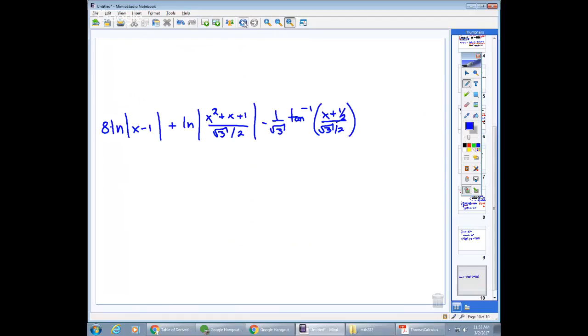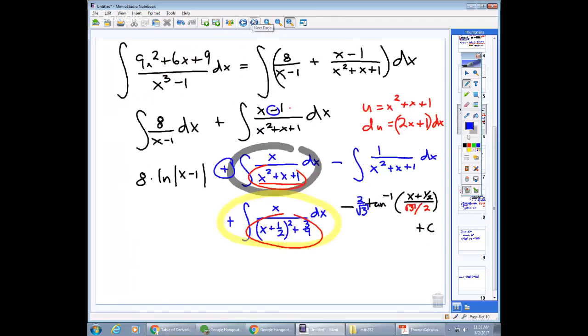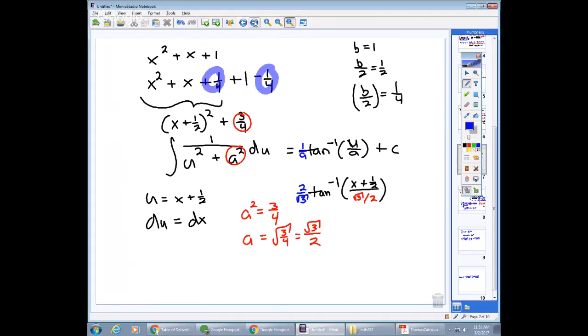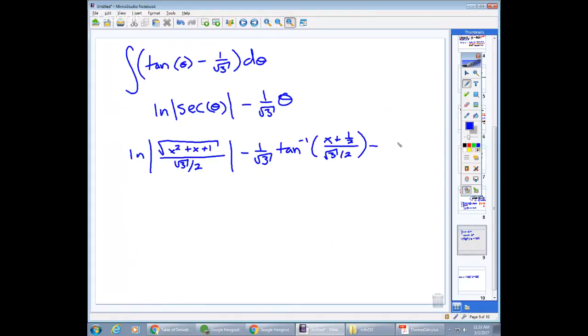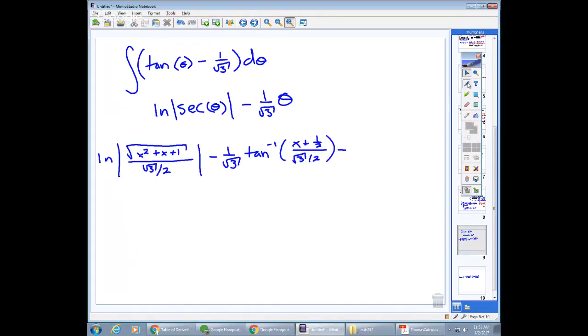And then we have one more piece to go back and grab. Way back here, we had a minus 2 over the square root of 3. And I'm struggling to fit this all. Scoot you over. 2 over the square root of 3 times the tan inverse of the same thing, right? X plus 1/2, because didn't we complete the square to get that too?